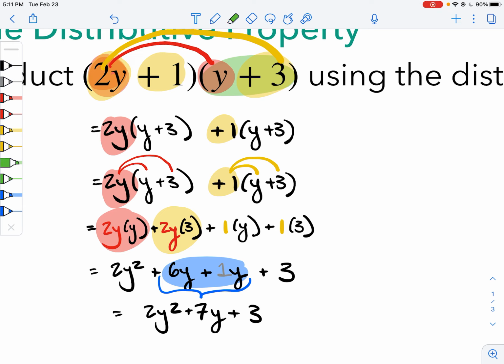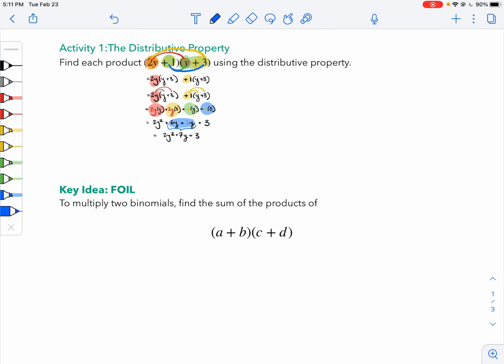And then I multiplied 1 times y. I multiplied these two together. And then finally, I multiplied 1 times 3. Multiplied these guys together. That's the pattern that we're going to follow. First, we're going to multiply the first terms together. Then we multiply the outside terms together. Then we multiply the inside terms together. And then we multiply the last terms together.